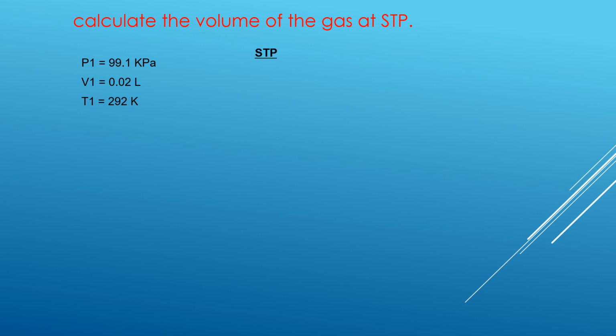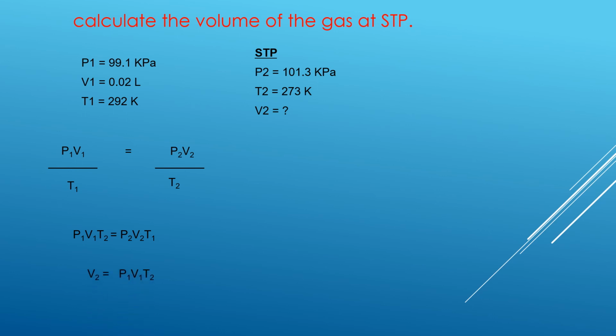And at STP, what do we know? We know the pressure at STP. We know the temperature at STP. And we'll have to find the volume at STP. So this is the equation we use. Let's make V2 the subject of the formula. This is the combined gas equation. When we make V2 the subject of the formula, this is what we get. Let's substitute our values now. So for V2, these are the values we are substituting, and we get our volume as 0.02 liters.